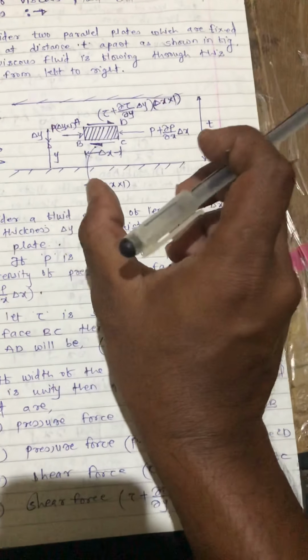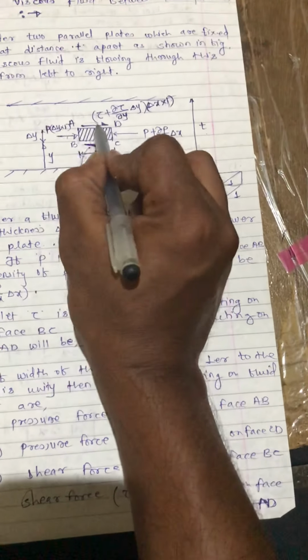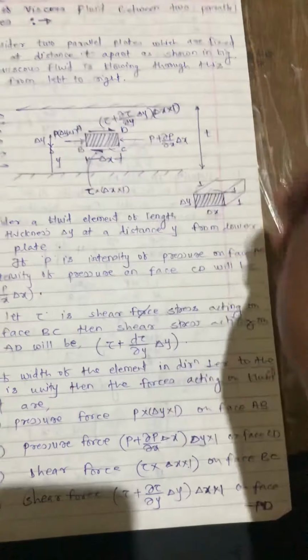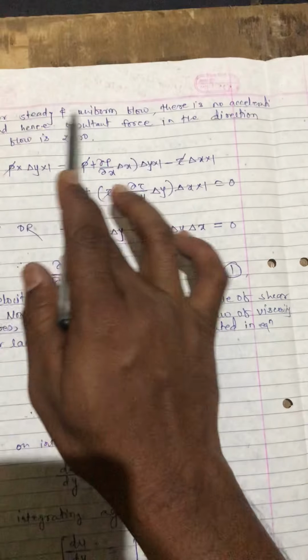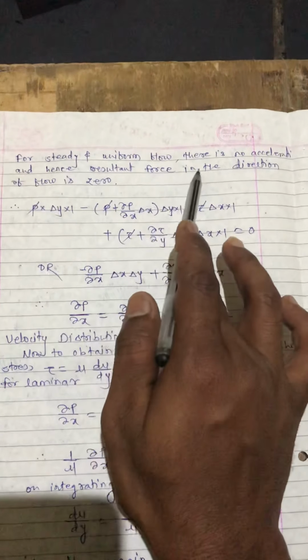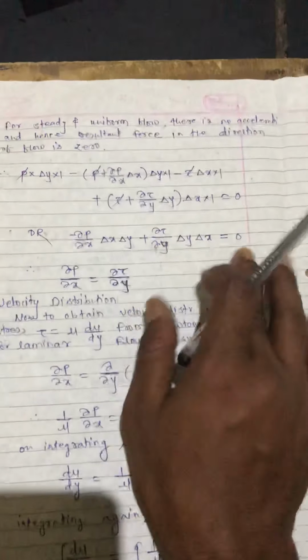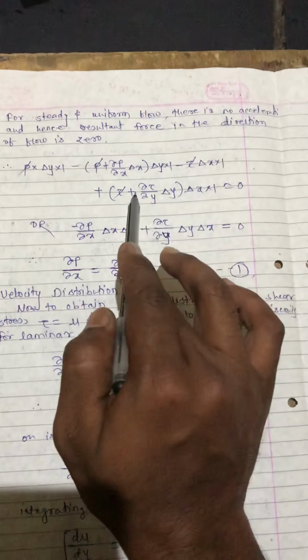So the summation of all these four forces must be equal to 0. These two forces will be positive and these two forces will be negative. So look at the equation. For steady and uniform flow there is no acceleration, and hence the resultant force in the direction of flow is 0. So this is positive, this is negative, this is negative and this is positive.